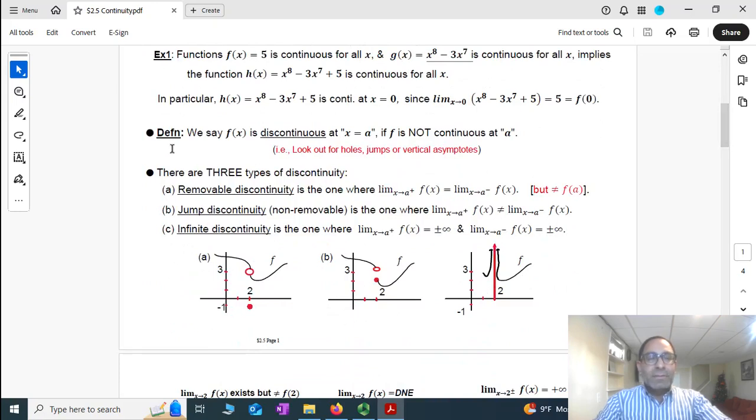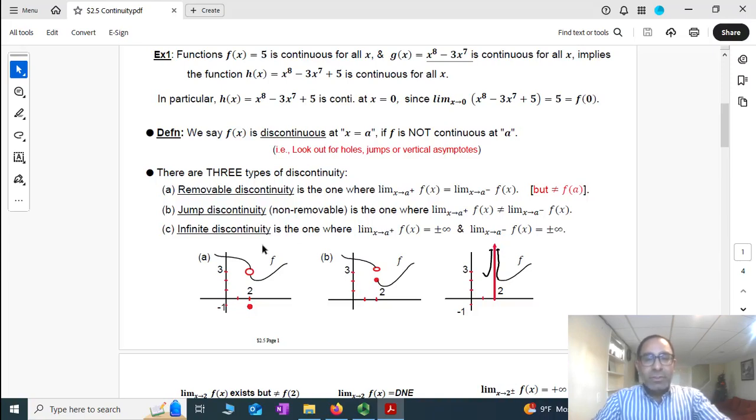Next, definitions. We say f(x) is discontinuous at a if f is not continuous at a. There are three types of discontinuity we discuss in our class. A removable discontinuity. This is a discontinuity at a point where both one-sided limits exist and are equal, but that equal value is not equal to the functional value.